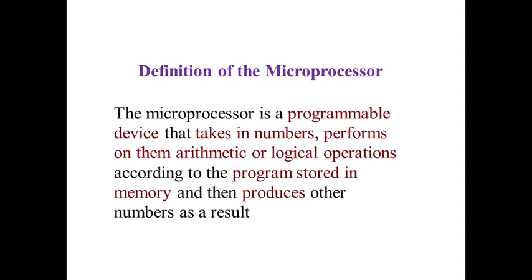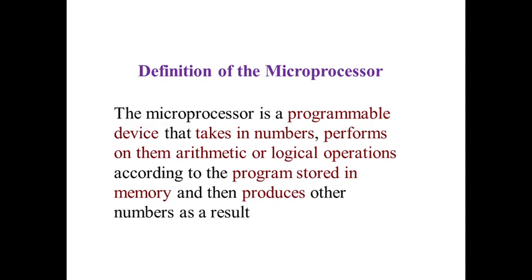In another way, we can define the microprocessor as a programmable device, right? This part we have learned. We can reprogram the microprocessor also. Suppose we want to change the task. Suppose we have designed the microprocessor task as addition of two numbers, and after that we have to give another task, that means multiply two numbers. So accordingly we can program. That is why it is called programmable.